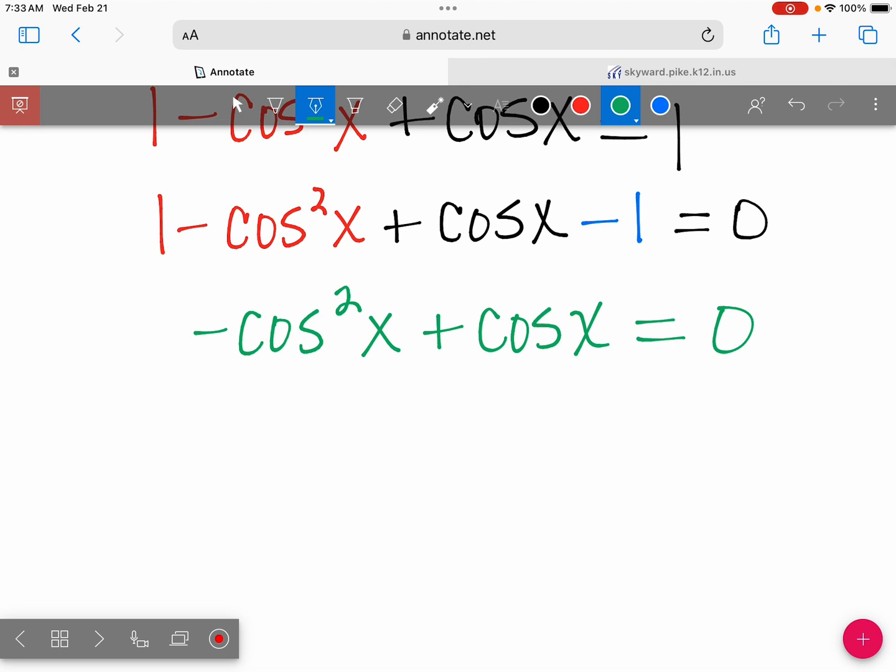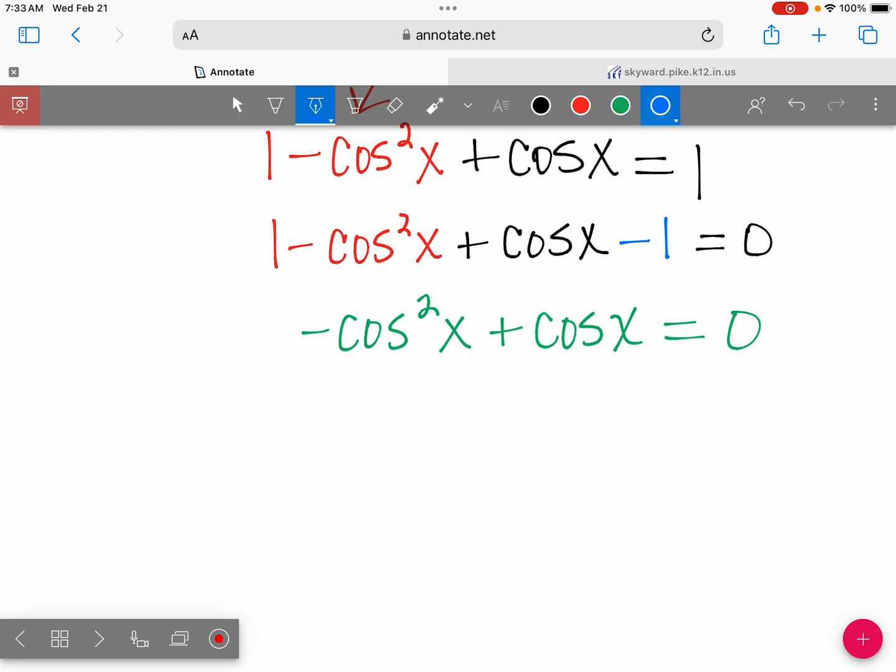And if you want to, we can do a substitution at this point. We'll say u equals cosine. So I have negative u squared plus u equals 0. So maybe that helps you. So now I'm going to ask you again, what do you think we're going to do next? How do you solve this?